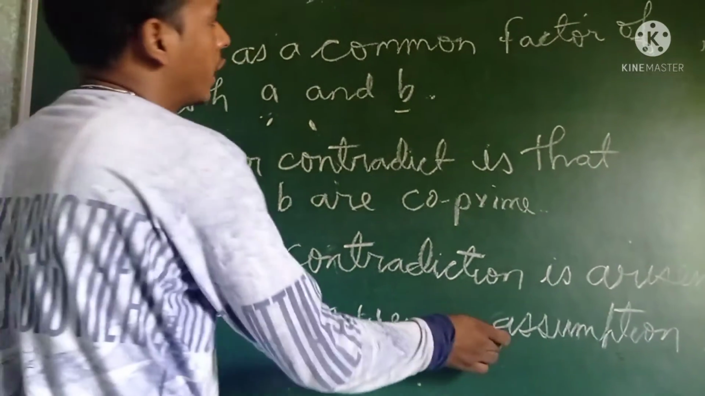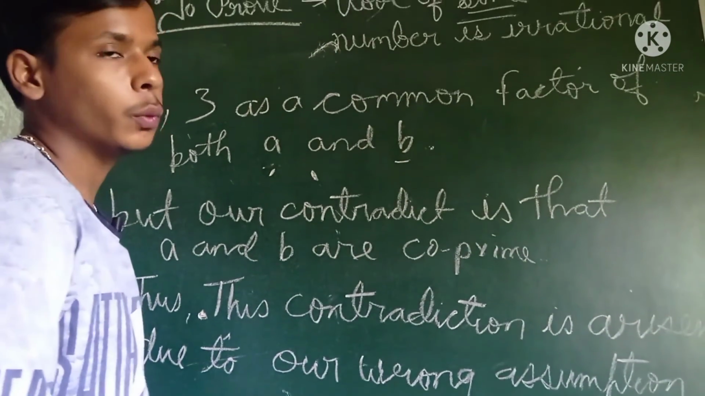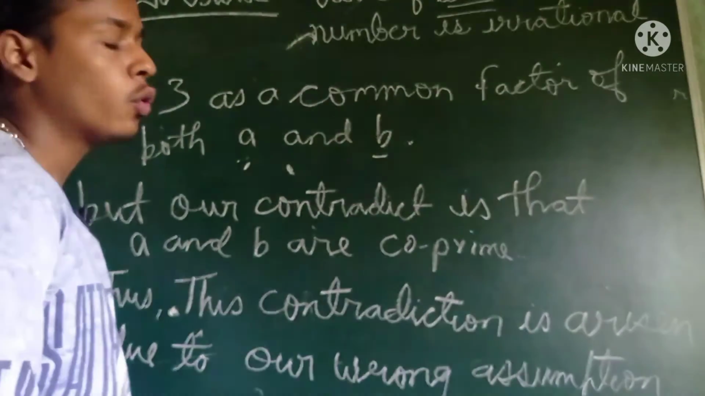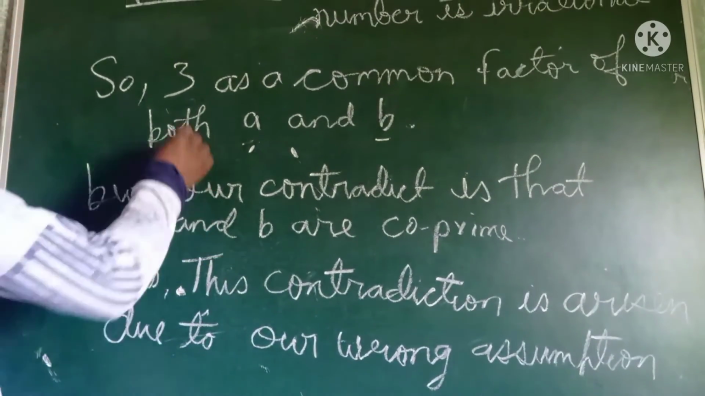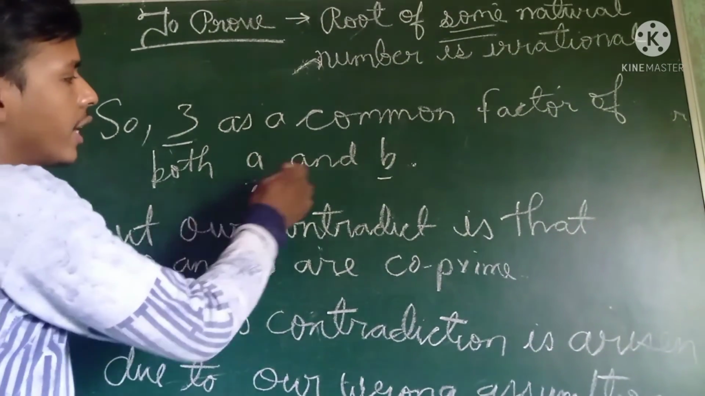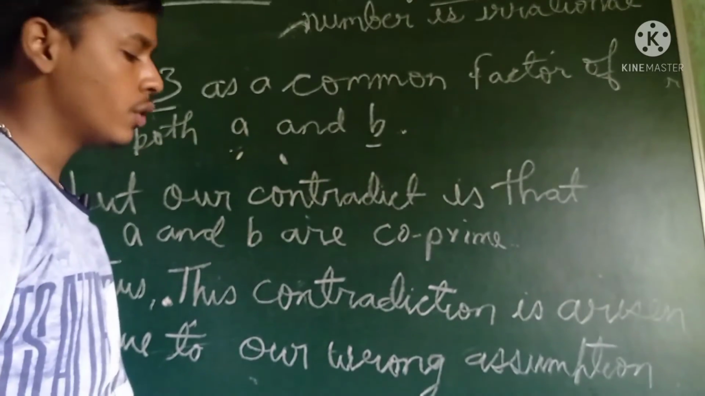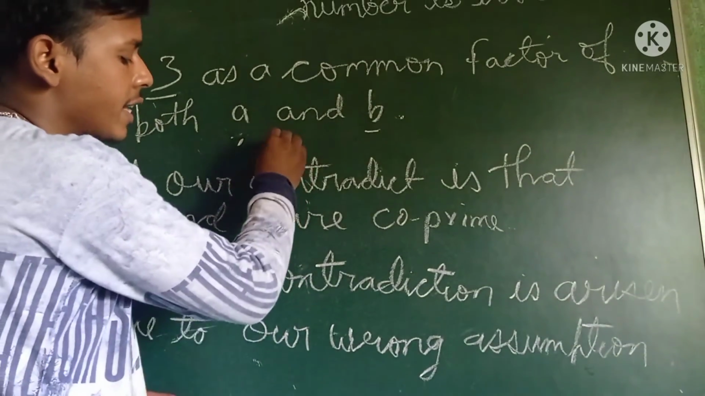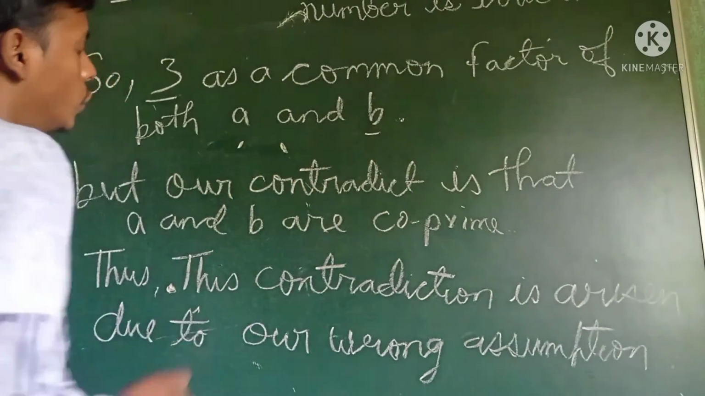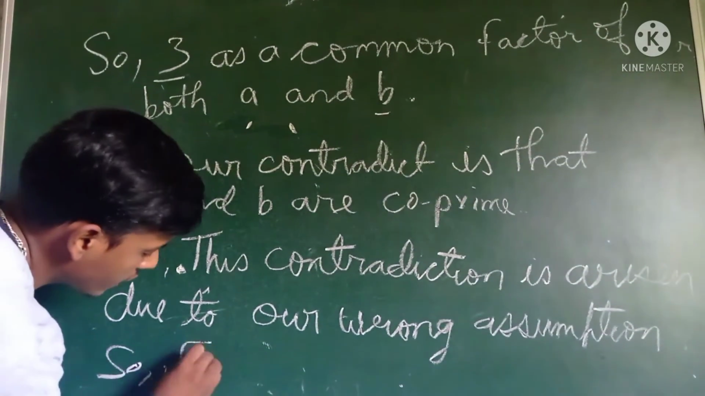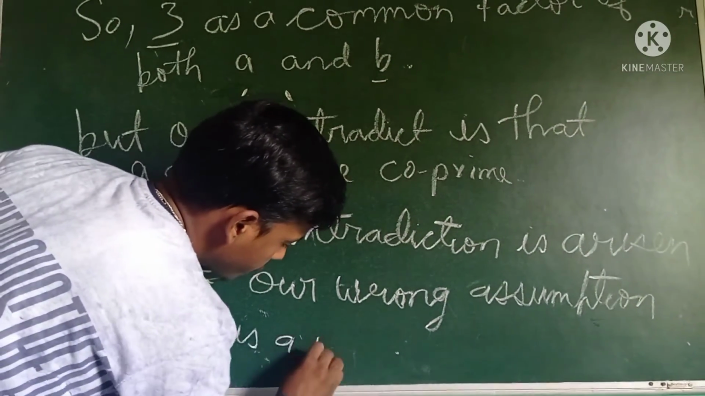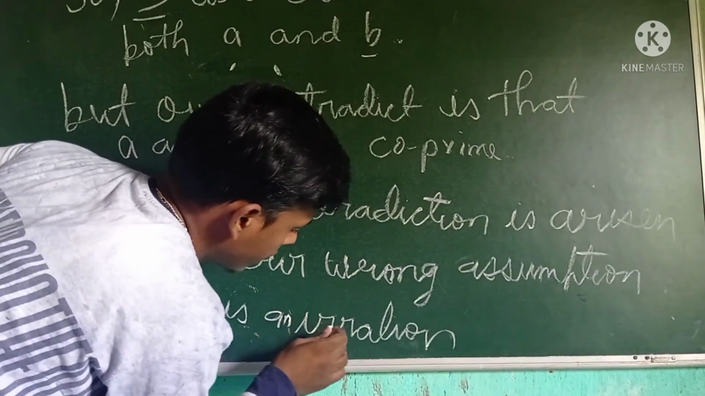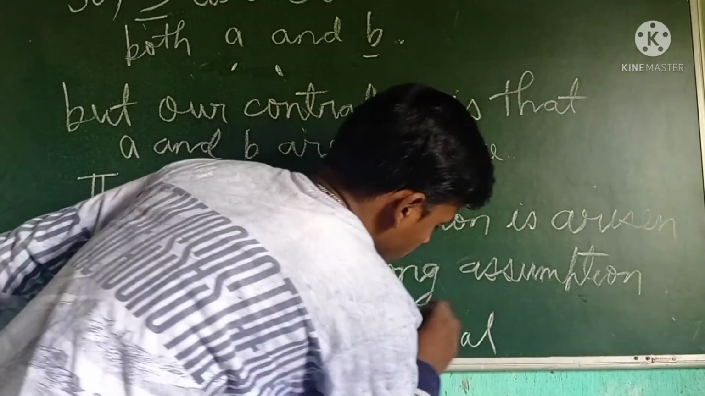We assumed that root 3 is a rational number, so a by b is equal to root 3, and a and b are coprime. But we have shown that 3 is a common factor of a as well as b. So our assumption is wrong. This contradiction has arisen because we made a wrong assumption. So root 3 is an irrational number.